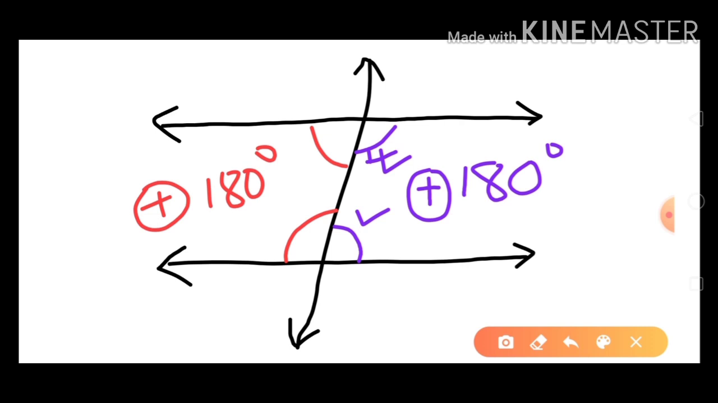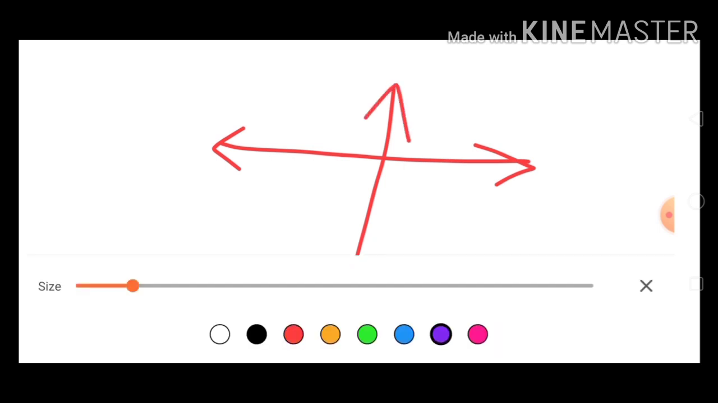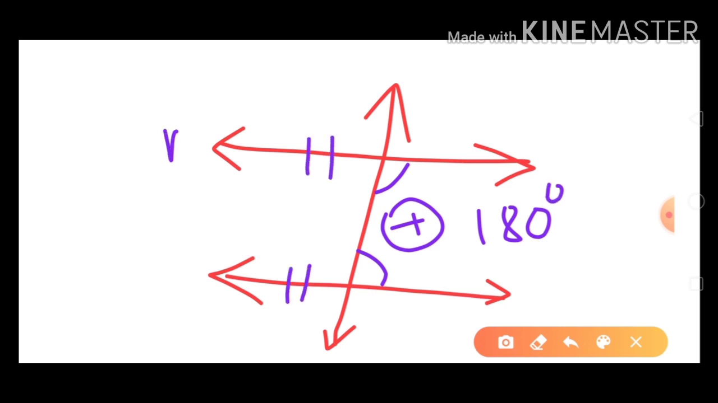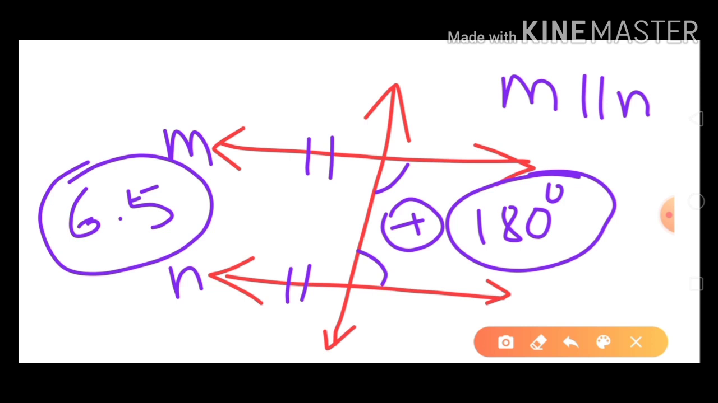And the converse of it: if we have two lines, this is one line and this is the other line, and we can show that this pair of angles adds up to 180, that means it is supplementary, then this line is said to be parallel to this line, M and N. If they add up to 180 degrees, then we can say M is parallel to N. This is theorem 6.5, the converse of theorem 6.4.